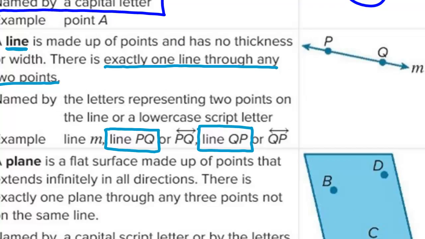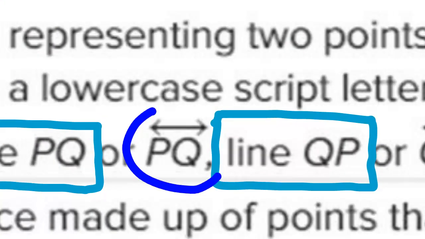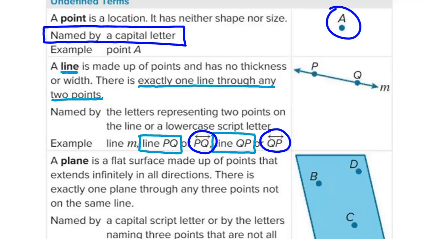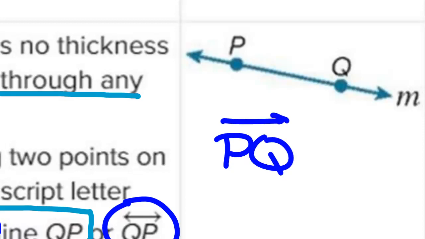One of the other ways that we can name lines in written form, we still read it the same way, is we write the names of the points and then we draw a double-ended arrow over those two points. So instead of having to write the word line out each time, we can write P and then Q with a line with arrows over the top of it.